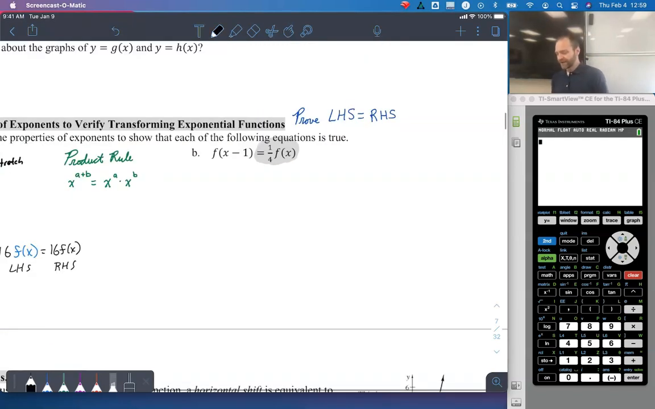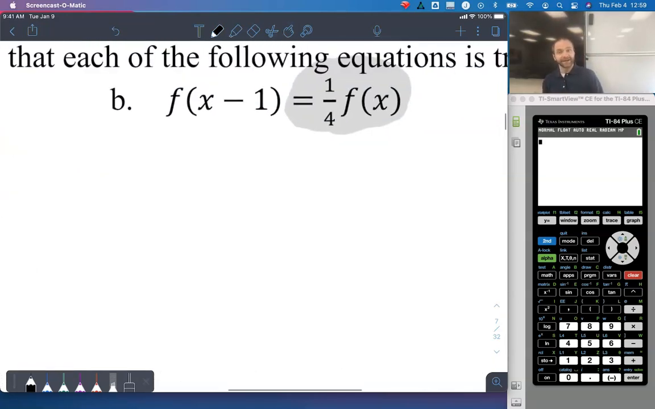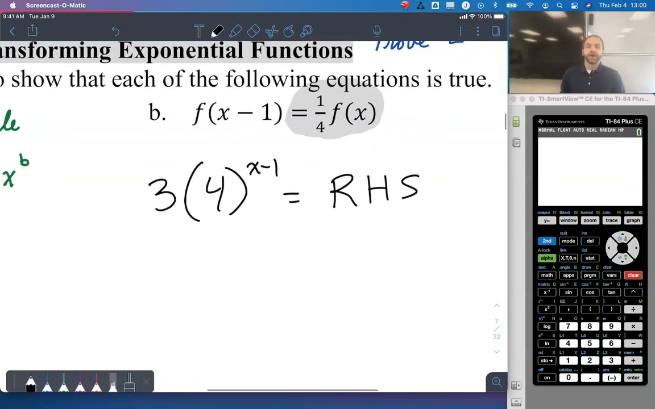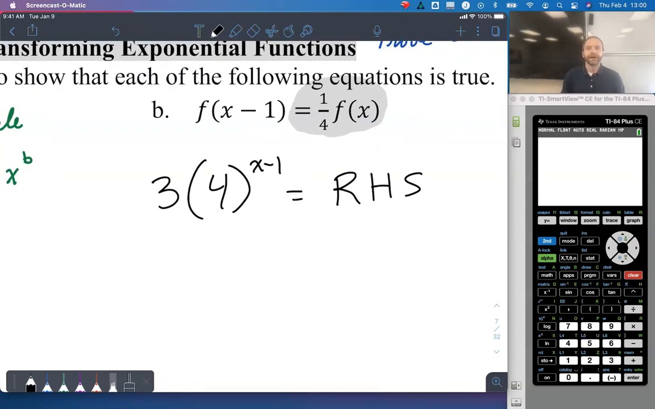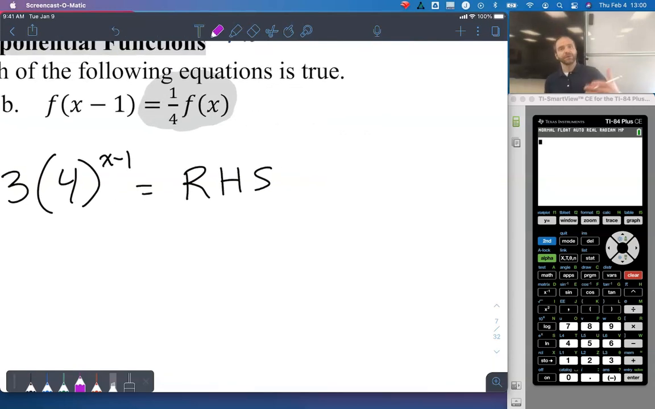So, remember, f of x equals 3 times 4 to a power. My new input is x minus 1. So I can rewrite this as 3, and I'm going to use parentheses, 4 to the x minus 1 power. And that's going to equal, and I'm just going to put down RHS for right-hand side. Well, what do I do? I'm subtracting exponents. So I wonder, how do I subtract exponents? What happens when I subtract exponents? And that is my quotient rule.